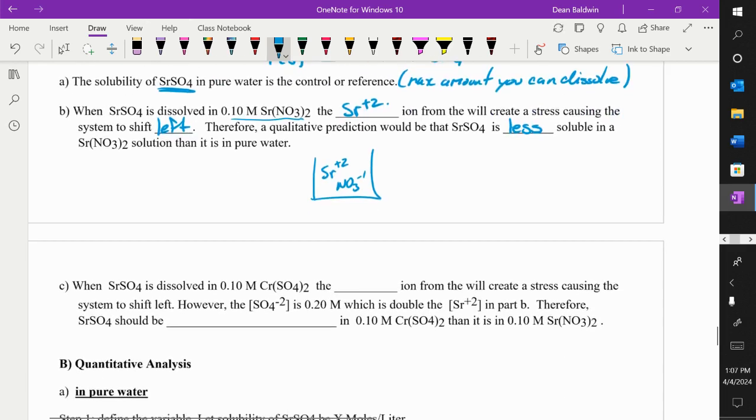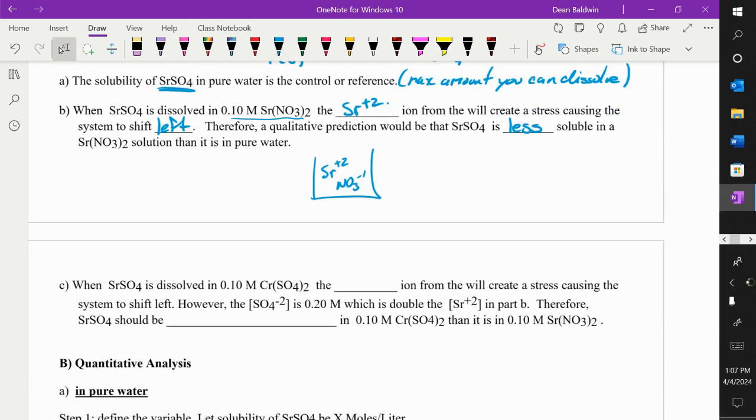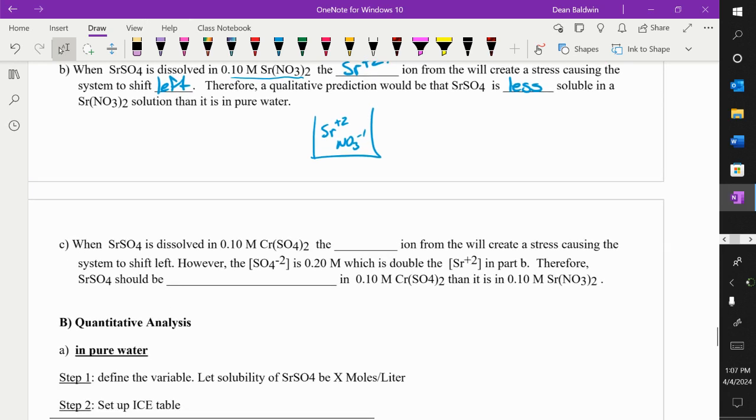Then we go, okay, what if we try to dissolve strontium sulfate in chromium sulfate? What's going to happen? It's going to block again because we have the SO4 2- ion in solution, right?